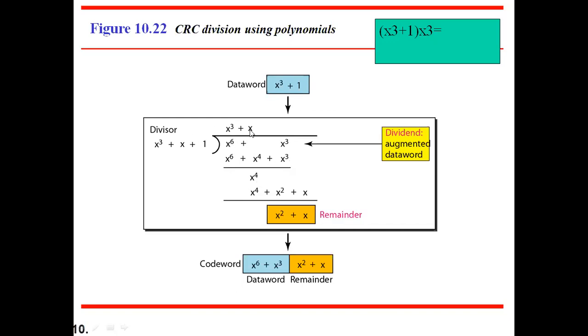Next, we have x cube here, and we need x4. X cube into x becomes x4 plus x square plus x. Then our remainder is x square plus x. So in this case, our remainder is x square plus x. So our generator polynomial codeword is x raised to 6 plus x cube plus x square plus x.